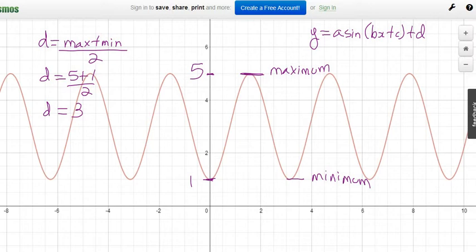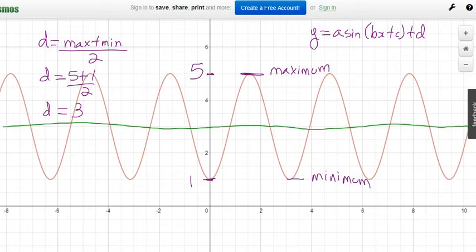And oftentimes, if I'm doing this kind of stuff, I like to draw the midline in. So let's just draw it in. That should be a straight line, right? It's almost sinusoidal. So there's our value for D, right? We've calculated D, so we got this one done.